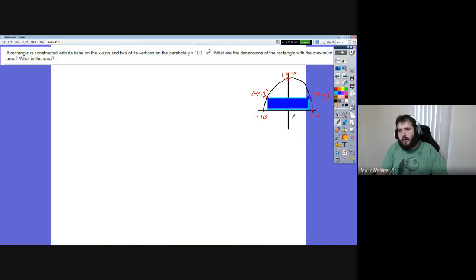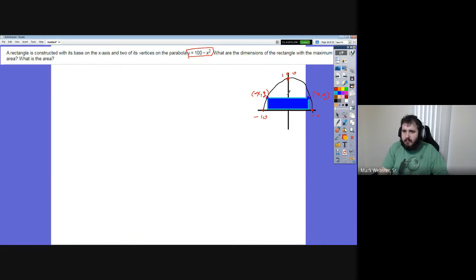So we want to know what are the dimensions of the rectangle that have the maximum area, and we want to know what's the area. So the exact same thing. The only difference between this problem and the previous one is that the previous one's not going to hold our hands through it. But on the other hand, they have given us a choice piece of information right here: y equals 100 minus x squared.